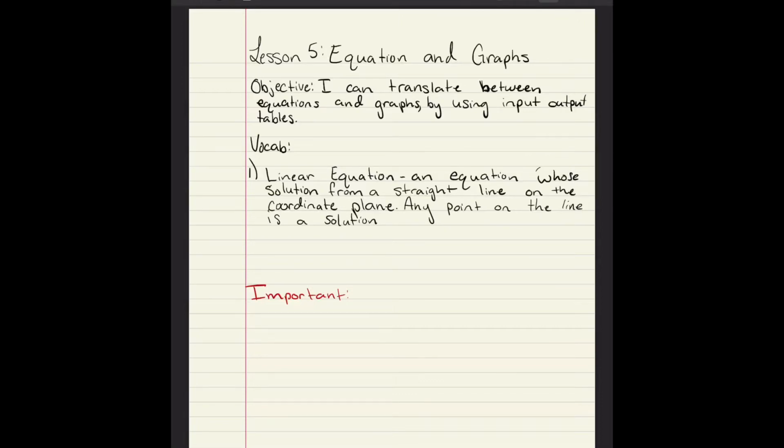This is equations and graphs. Equations, not equation. Objective: I can translate between equations and graphs by using input-output tables. Our vocab word is linear equation, an equation whose solutions form a straight line on the coordinate plane. Any point on the line is a solution.